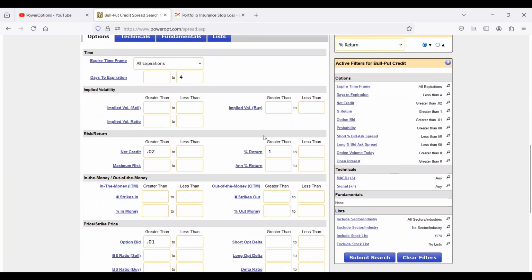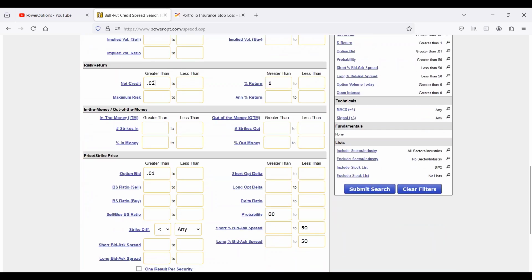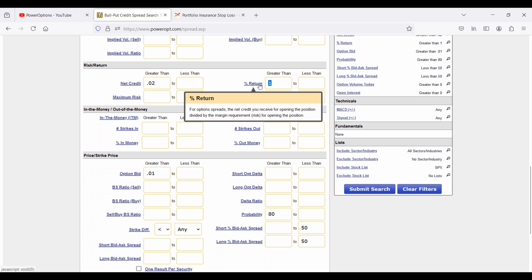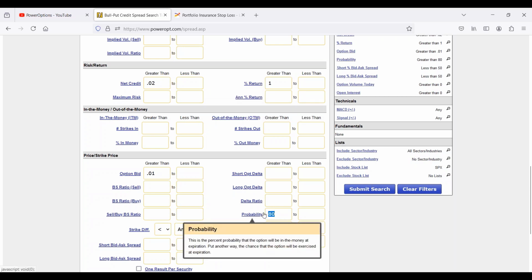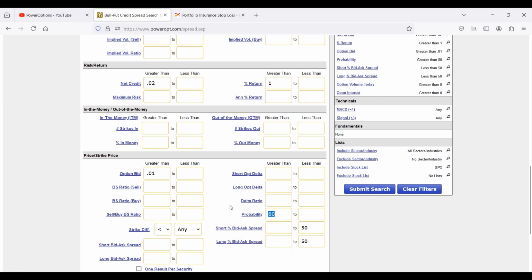Again, basic criteria, what's important to me. We've got your time frame. Want a minimum net credit. Want a good minimum return. And the net credits are mostly higher than this because of the 1% return. And I want that 80% probability. Usually I go 85, but I'm giving some breath for the weekly or the daily spreads, the 0 day to expiration spreads after the market move.